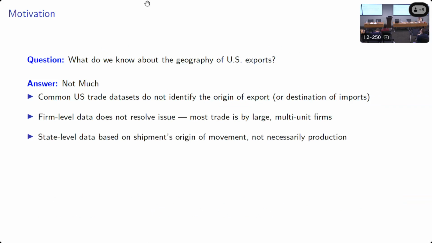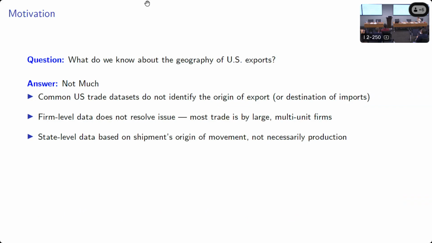Why is that? For several reasons. First, the commonly used, publicly available US trade data sets that you might have used before do not actually identify the origin of an export, or where an exported product is produced. What they do identify is the origin of movement of a shipment, which doesn't necessarily have to correspond to the origin of production. I'll go into that in detail. They also don't tell you about the destination of imports, but that's a separate issue, not in this paper.